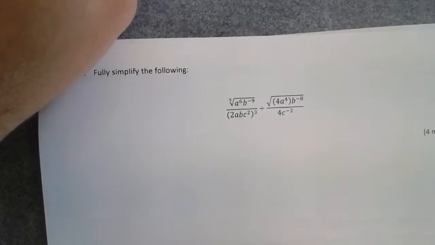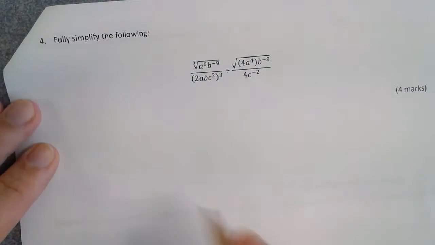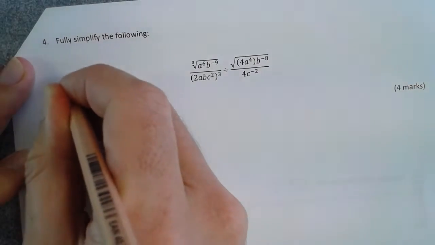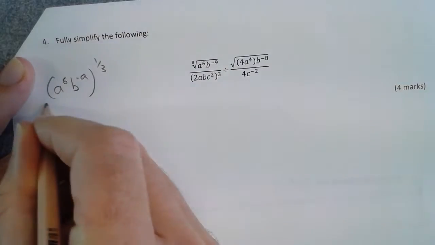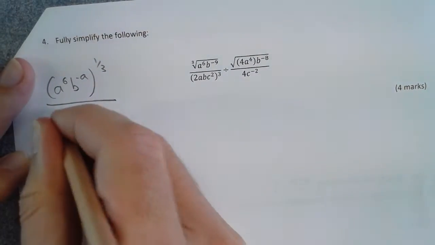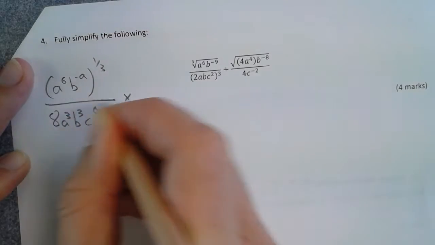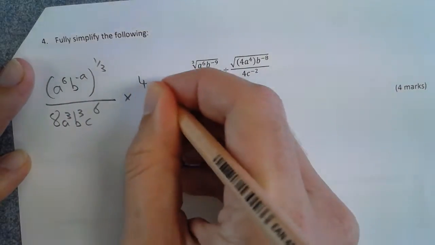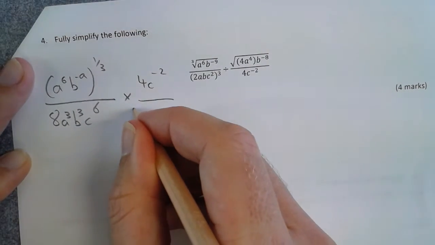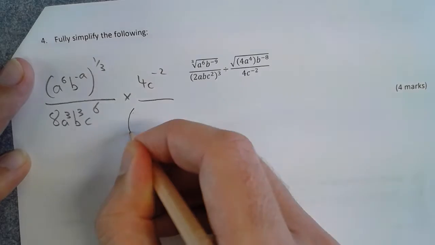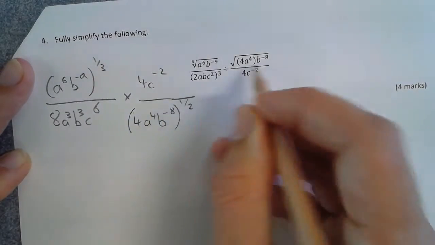Question 4. So it's our complex unfamiliar. Simplify the following fully. Well, because this is the cube root, it's going to be a6b minus 9 to the power of a third. This one I can cube to get 8a cubed b cubed c6. I'm going to flip this one upside down to get 4c minus 2, and this would be the square root, so that's going to be 4a 4b minus a all to the power of a half, because that's what the square root is.